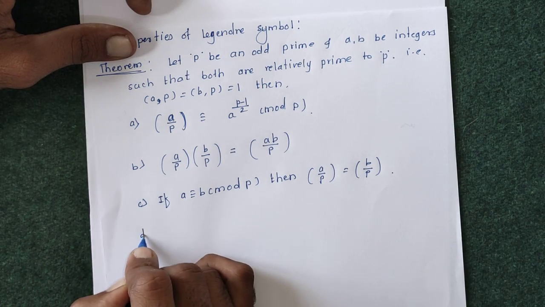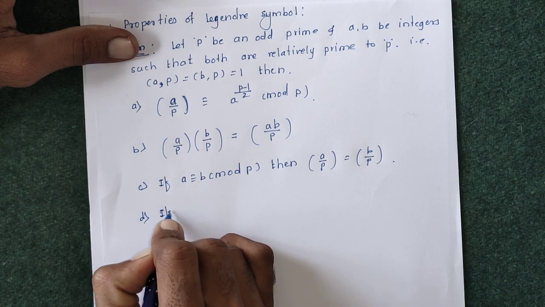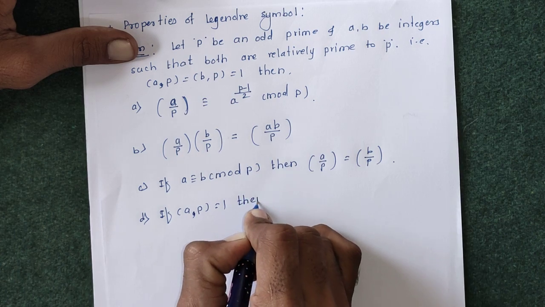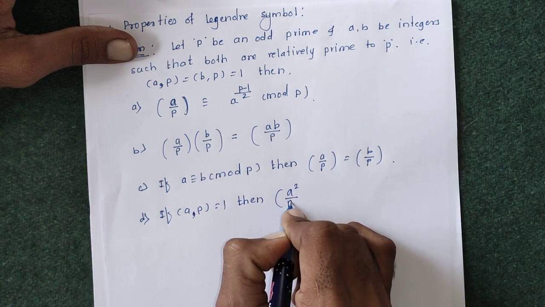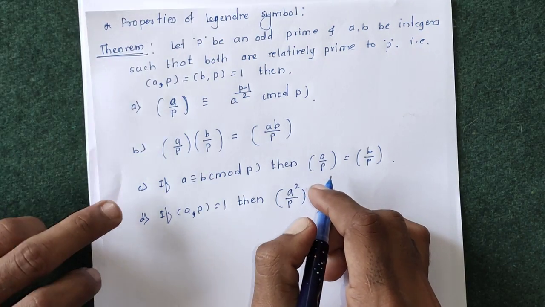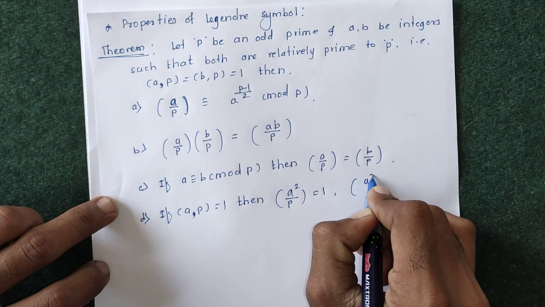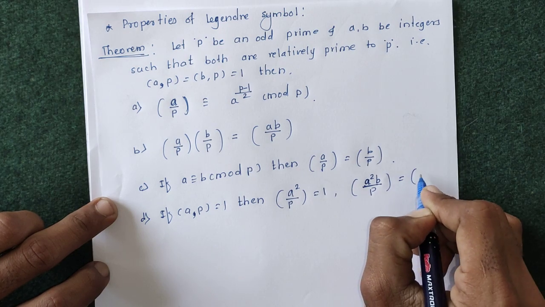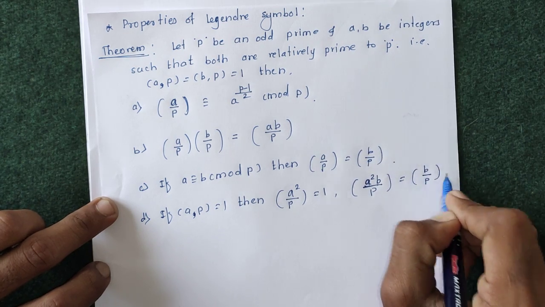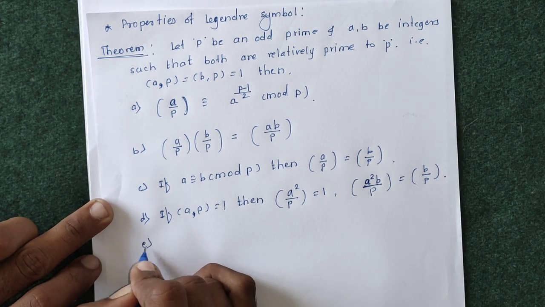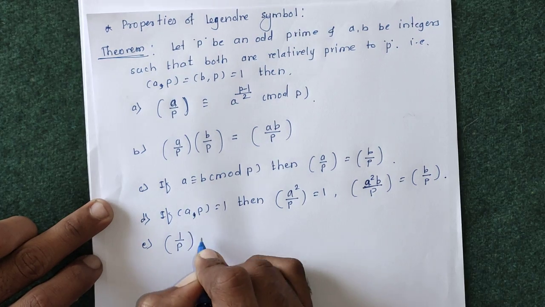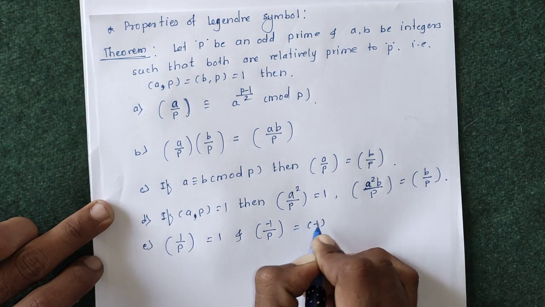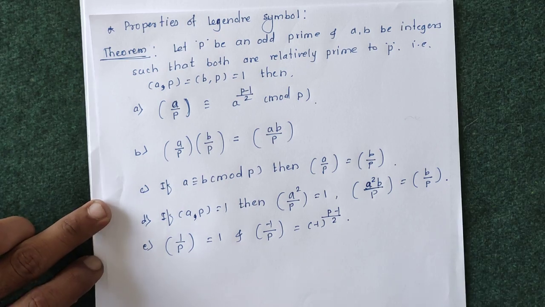Fourth property, if GCD of A and P is equal to 1, then Legendre symbol of A square with P is equal to 1. Also Legendre symbol of A square B with P is equal to Legendre symbol of B and P. And the last property, Legendre symbol of 1 and P is equal to 1, and Legendre symbol of minus 1 and P is equal to minus 1 raised to P minus 1 by 2.